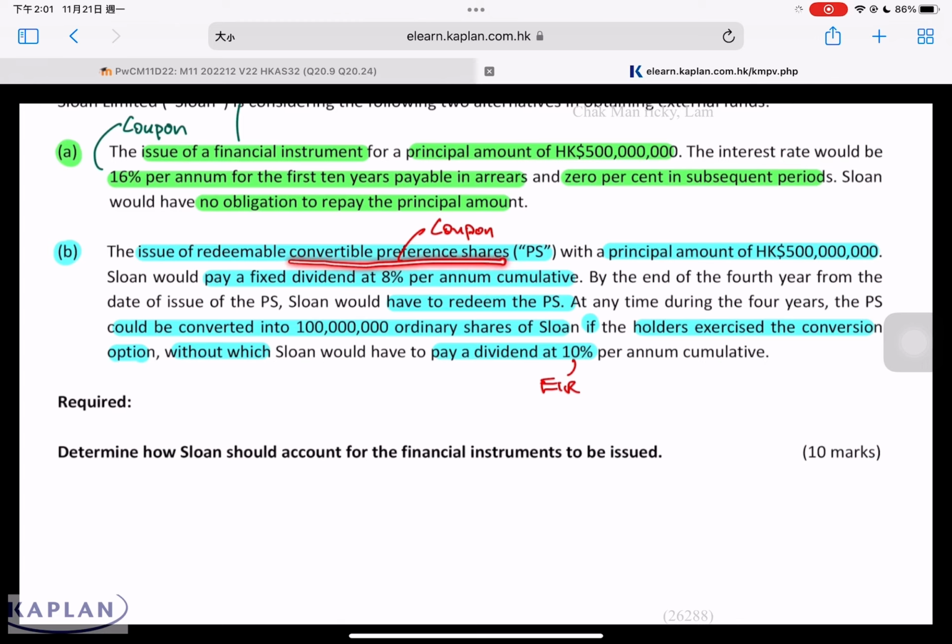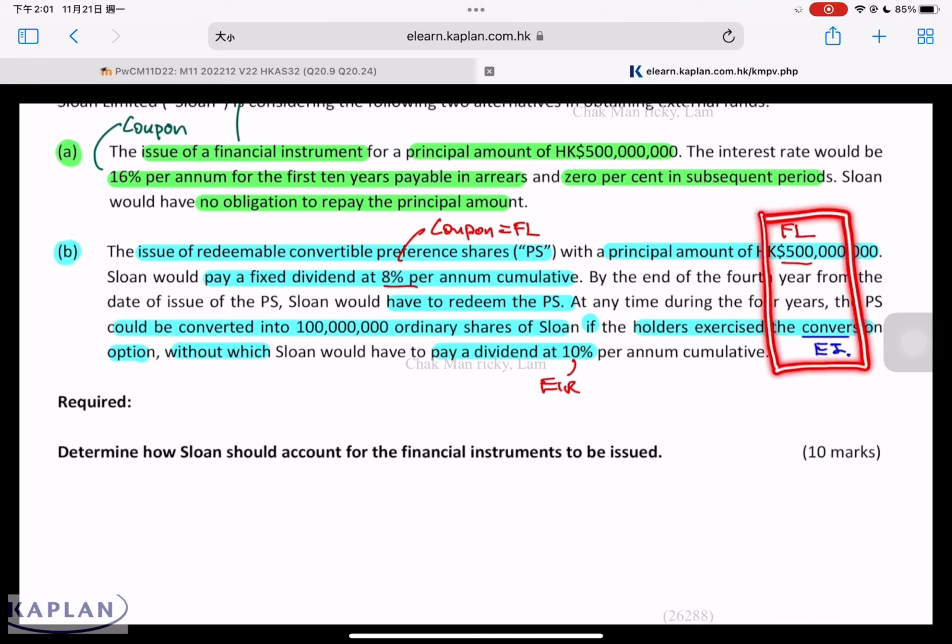A convertible preference share in the exam is normally a compound financial instrument. The company has 2 obligations. The first is to pay back the principal of $500 million and to pay the 8% dividend every year. That represents a financial liability. The second obligation is to allow the investor to convert the preference share into ordinary shares. Every 5 preference shares can be converted into 1 ordinary share. This represents an equity instrument.